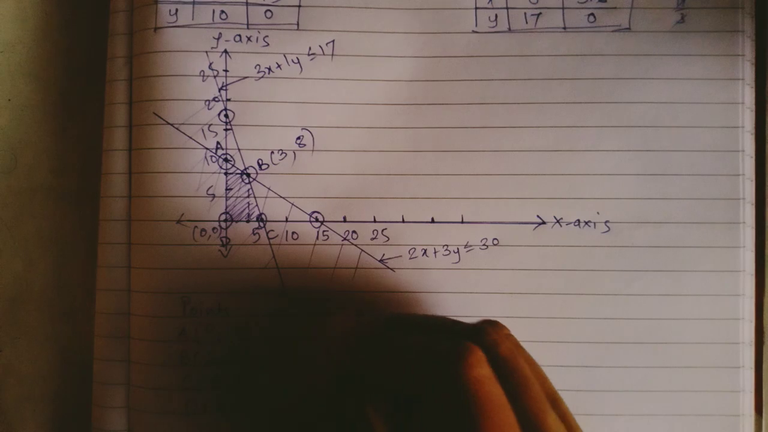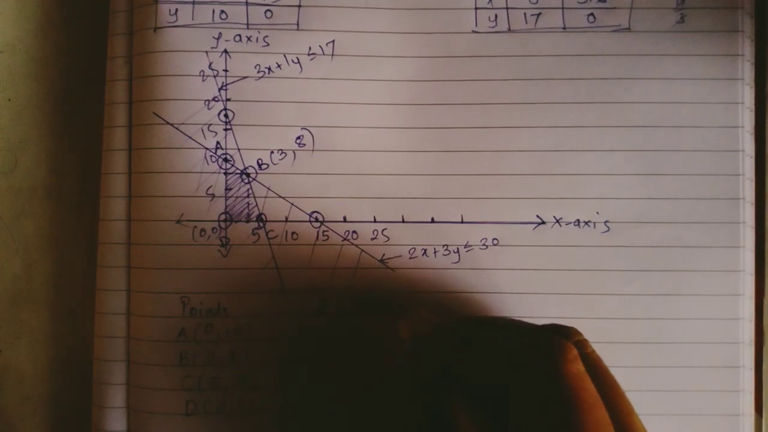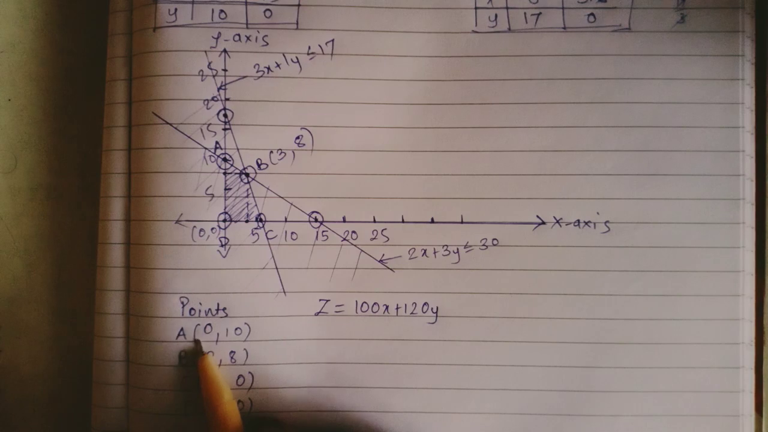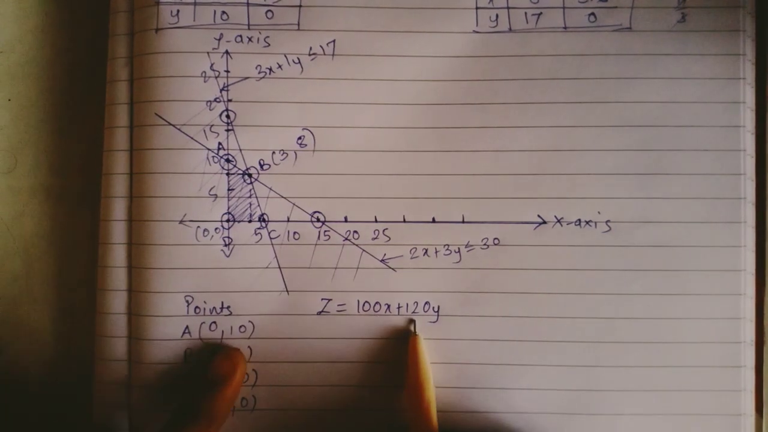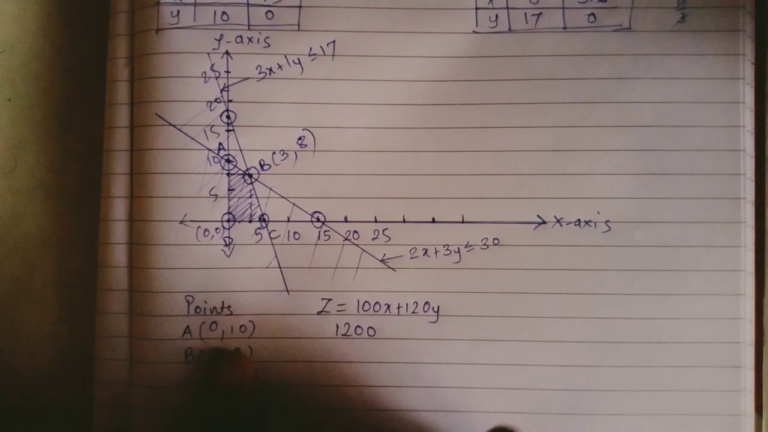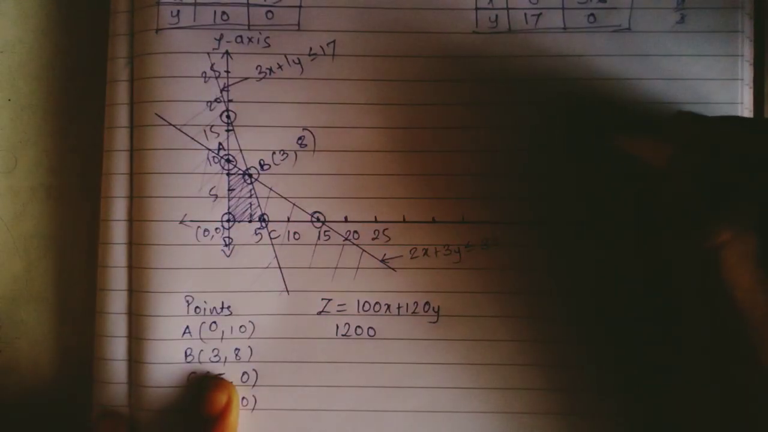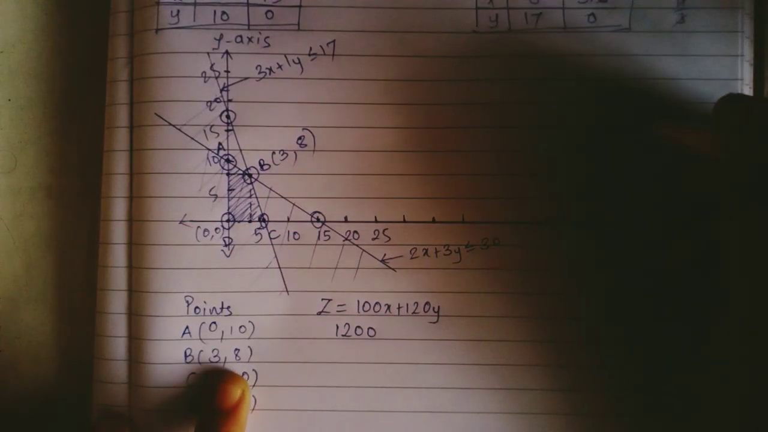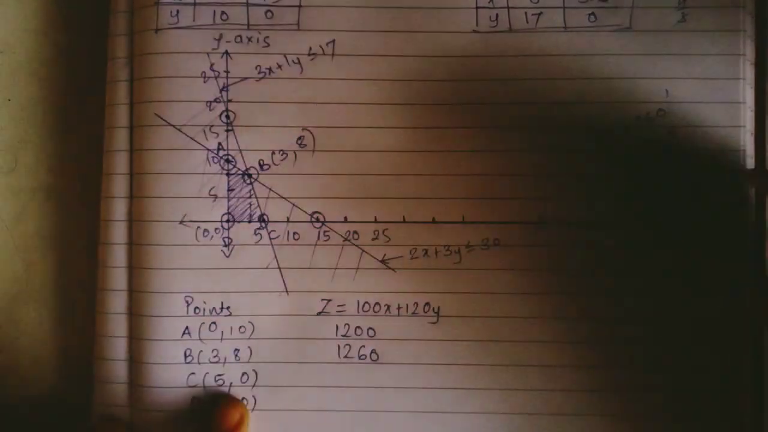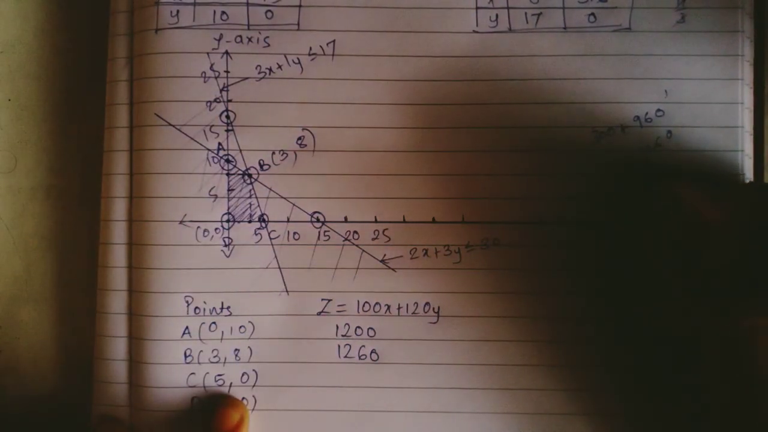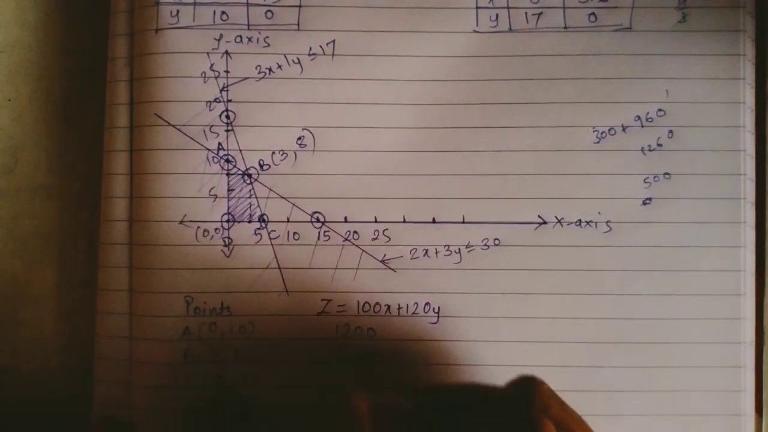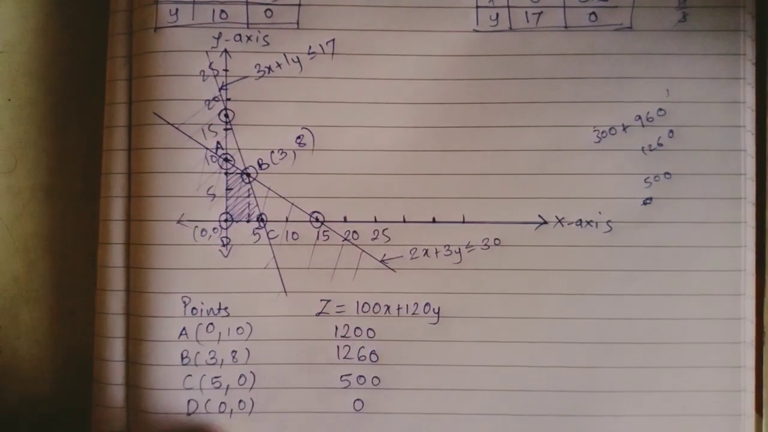Okay, now you have to find Z = 100x + 120y. So putting x equal to 0, 120 into 10, so 1200. Then 300 plus 960, 1260. Then putting 500 plus 0, so 500, and this is 0.